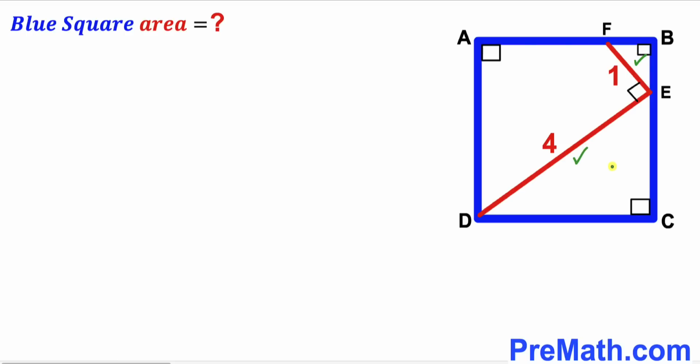In this video, we have this blue square ABCD along with two segments DE and EF, as you can see in the given diagram, such that DE and EF are perpendicular to each other. Moreover, segment DE is 4 units, whereas segment EF is 1 unit. Our task is to calculate the area of this blue square ABCD.